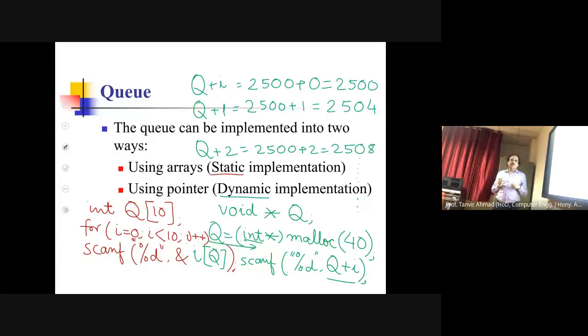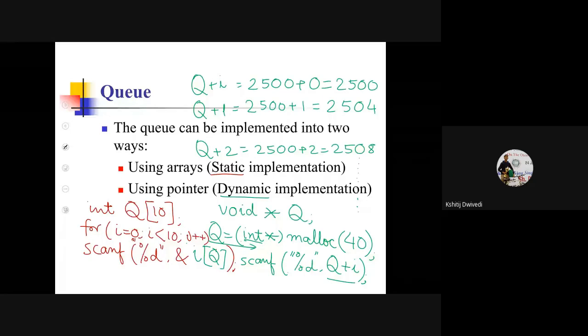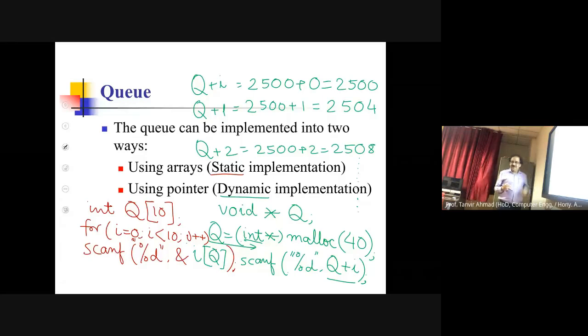I write i of q. Is it correct or wrong? Can I write like this? It is correct. You can write like this also. Now, you might ask me, sir, how? No, you try at home. It is perfectly valid. Now, that is the point I wanted to discuss with you.